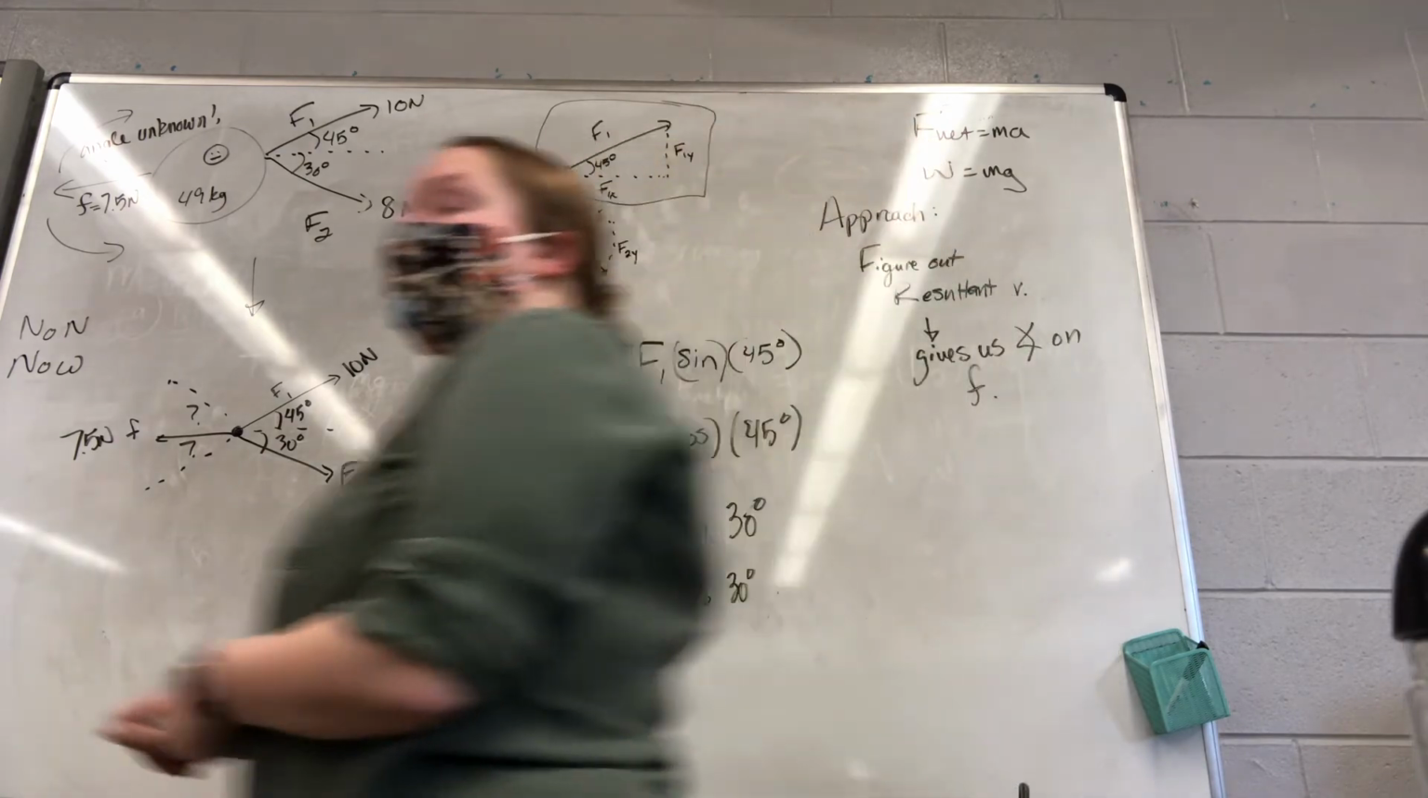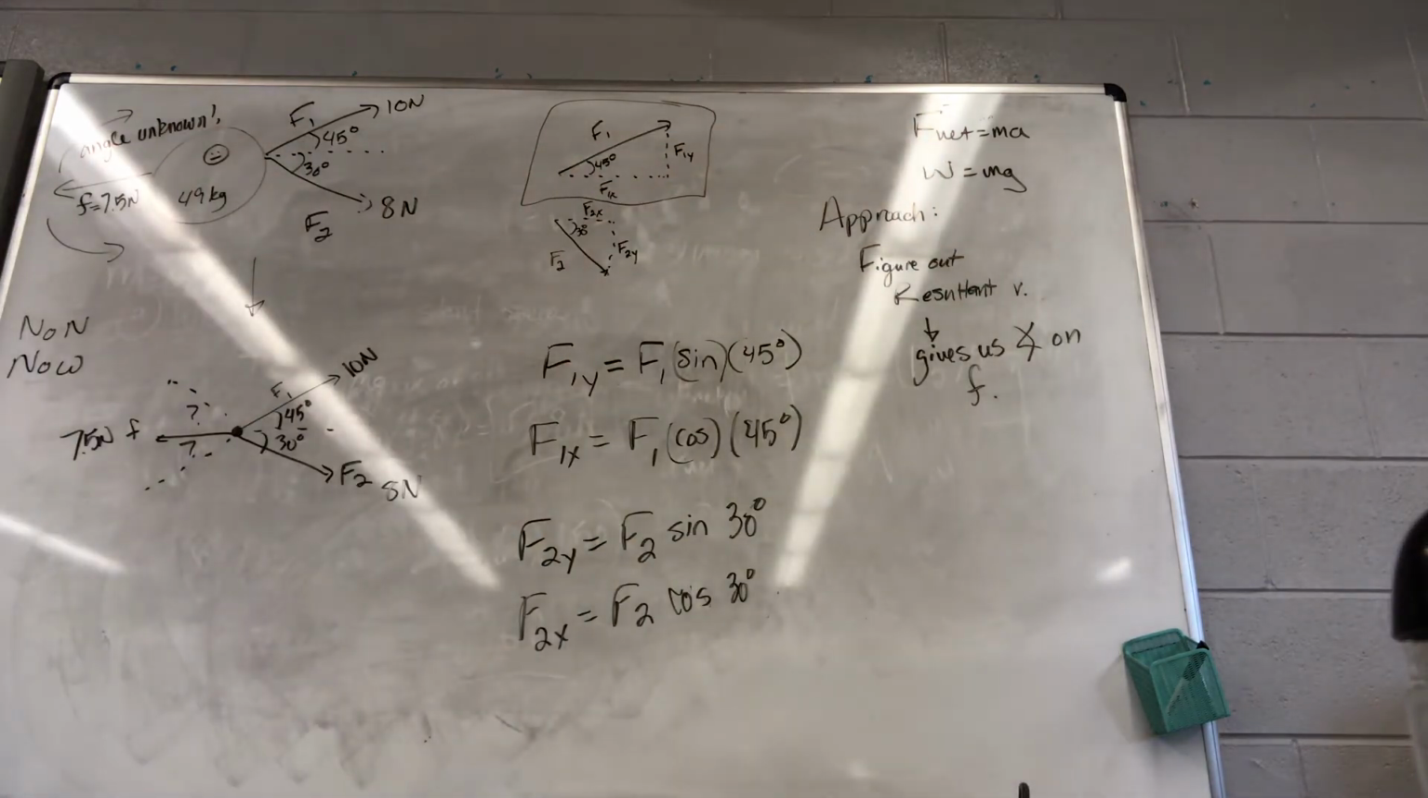All right, get it worked out on your calculator. What should your calculator be in? Degrees. Yeah. What does it say? It gives us blank on that angle.